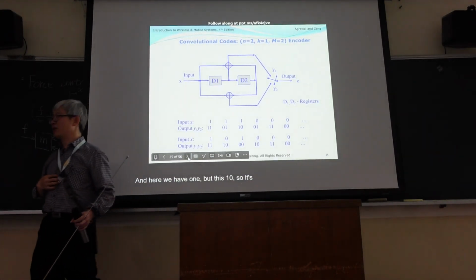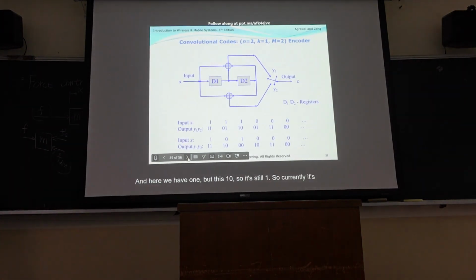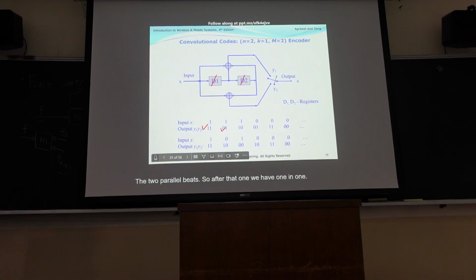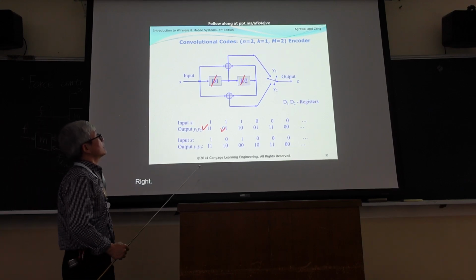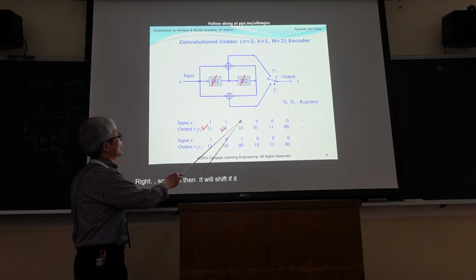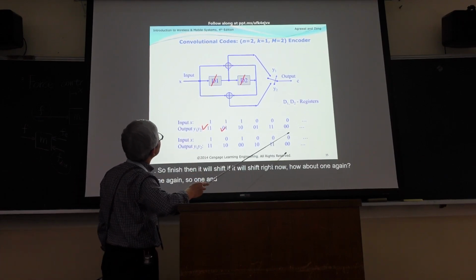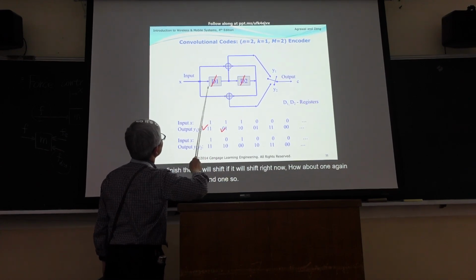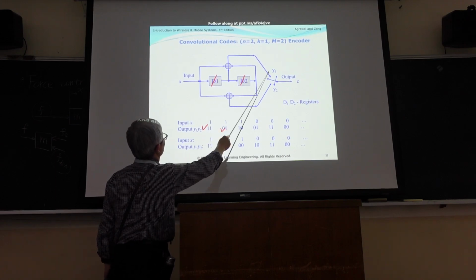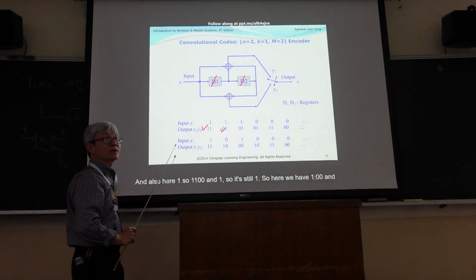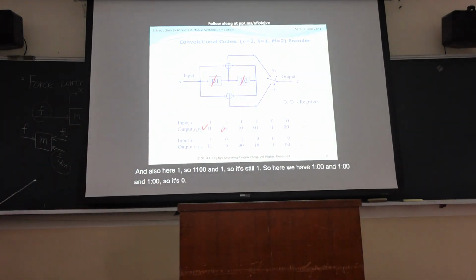So apparently it's okay for the 2 parallel bits. After that, we have 1 and 1, right? Shift. Finish that, it will shift. If we shift right now, how about 1 again? So it's 1 again, so 1 and 1. And also here 1. So 1, 1, 0, 0 and 1. It's still 1, so here we have 1, and 1 and 1, so it's 0. Is it okay?